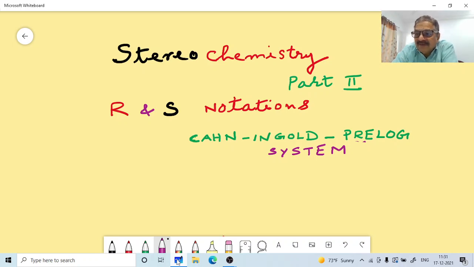and S notations. It is a system developed by the chemists Kahn, Ingold and Prelog, and it is known as the Kahn-Ingold-Prelog system. Now R and S are based on the Latin terms for right and left respectively. Correct? Right means R, left means S. This is the Latin term, R and S based on the Latin terms for right and left.